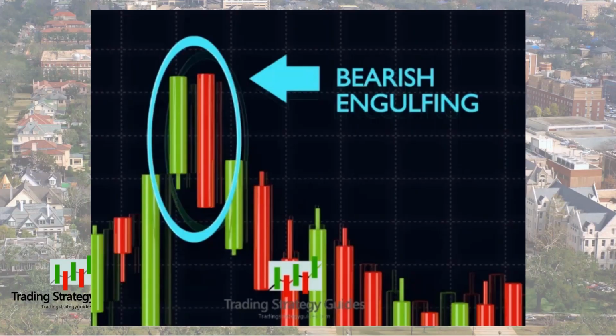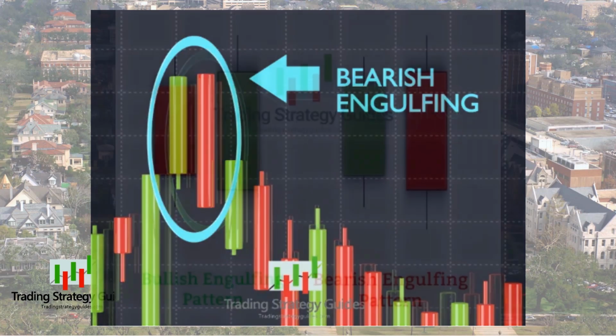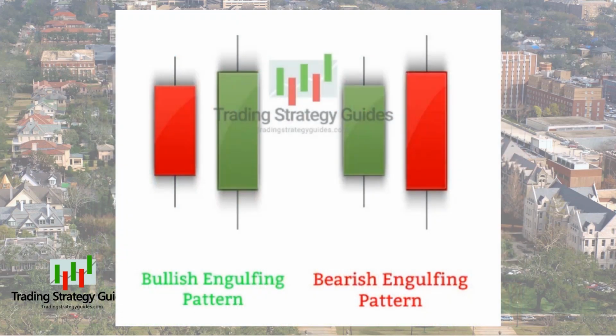In technical analysis, the engulfing pattern is a two-candle pattern that can signal a trend reversal or trend continuation depending on where it develops in relation to the prevailing trend. There are two types of engulfing patterns, the bullish engulfing pattern and the bearish engulfing pattern. Being able to identify the engulfing pattern can help us time the market. So how do we identify the bullish engulfing pattern?